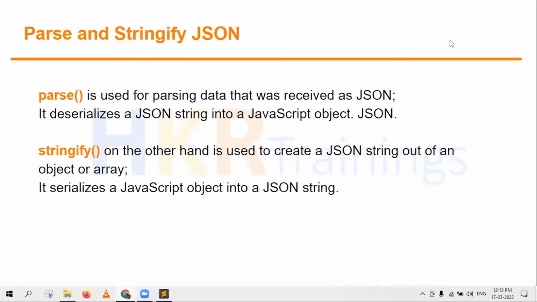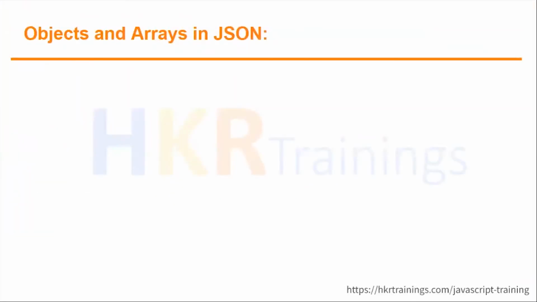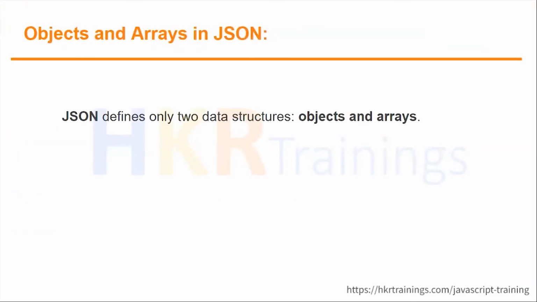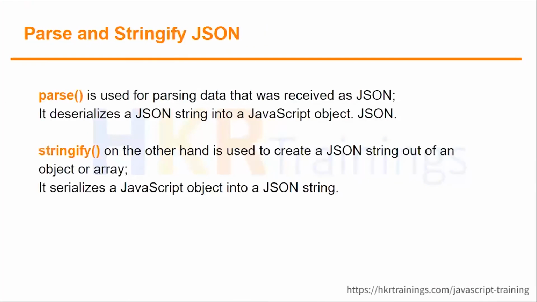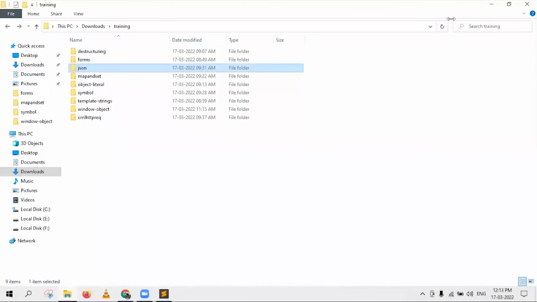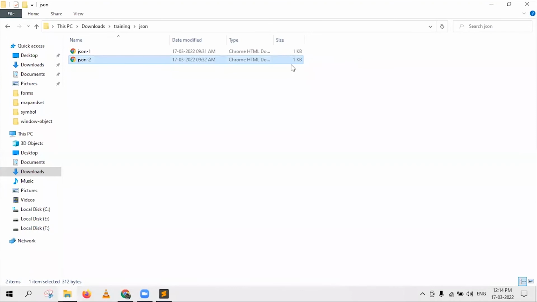Parse and then stringify. Okay. Objects and arrays in JSON. JSON defines only two data structures: objects and arrays. An object is, I will walk you through that, I mean, just now for the previous thing. Okay, for the previous thing, this we were using actually in this. So let me open that.